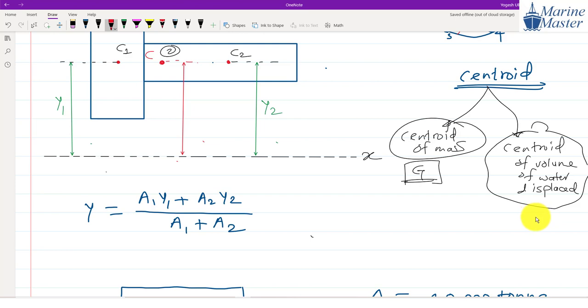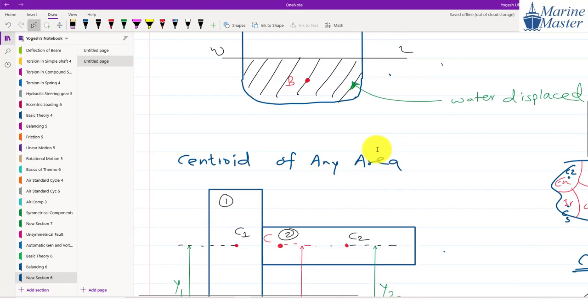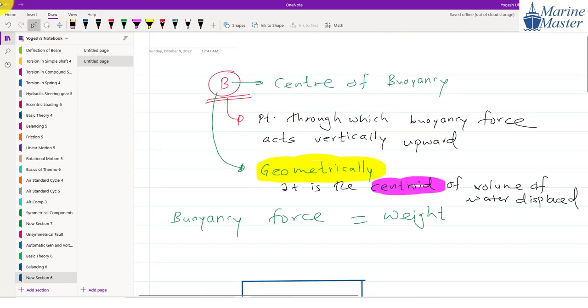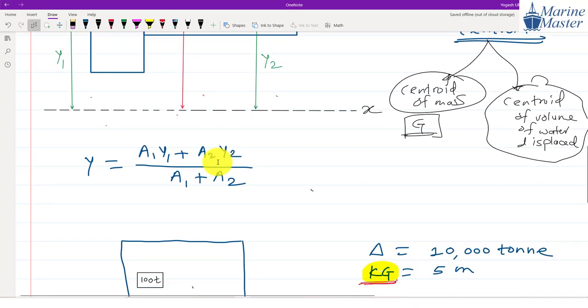No, guys, you are not studying. Attending the class is not the only thing. You have to study also. Just a few minutes before we have studied these things, guys. Center of buoyancy. Why are you saying kg? You have to study, guys. So, centroid of volume of water displaced will be B.